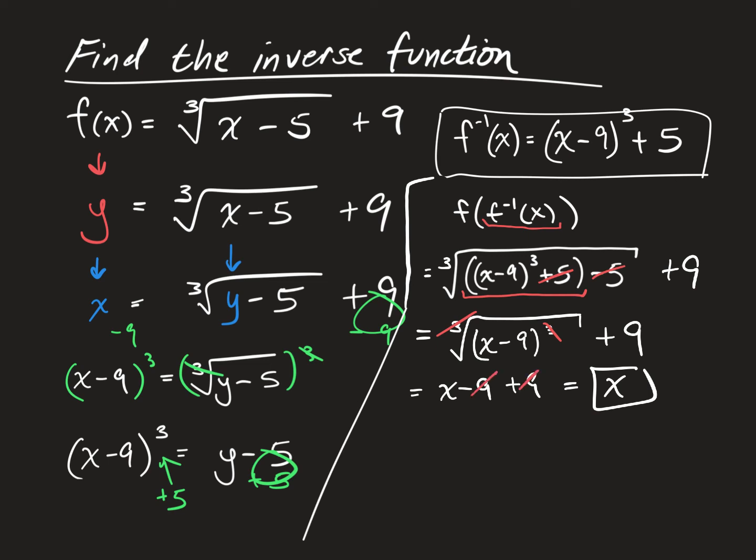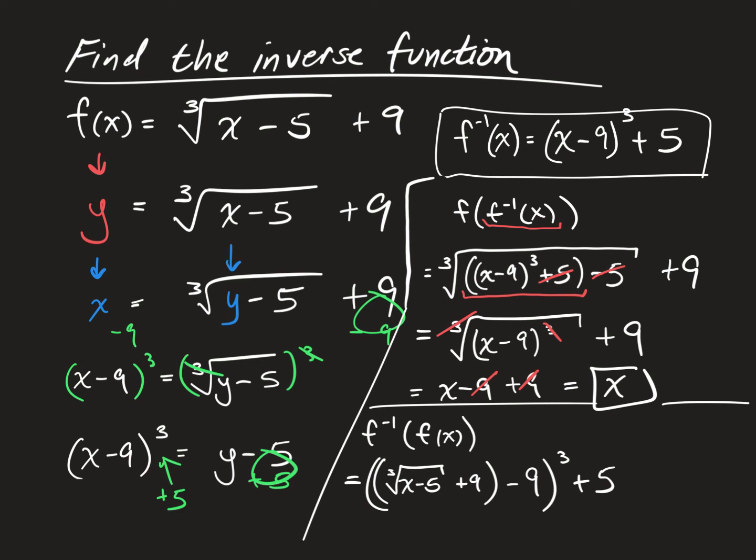So there's one way, so the 9's reduced. Now the other way, if I say f inverse of f of x, that will be this expression on screen. But I promise you it also reduces to x. So I'm going to put an x way down here.